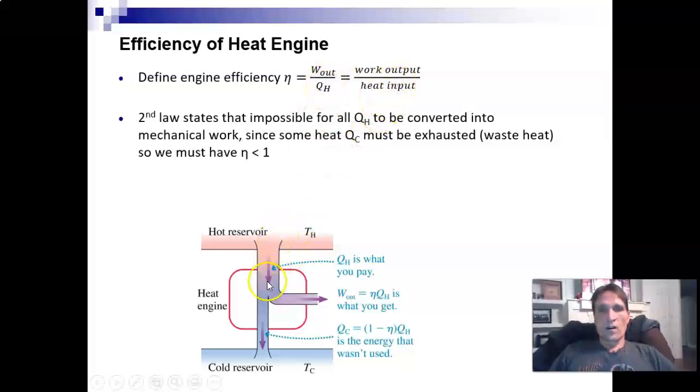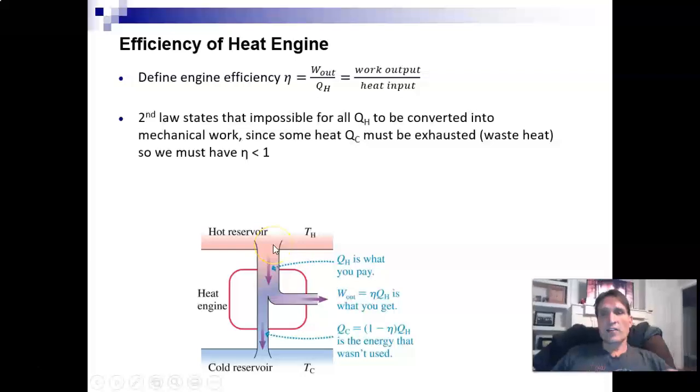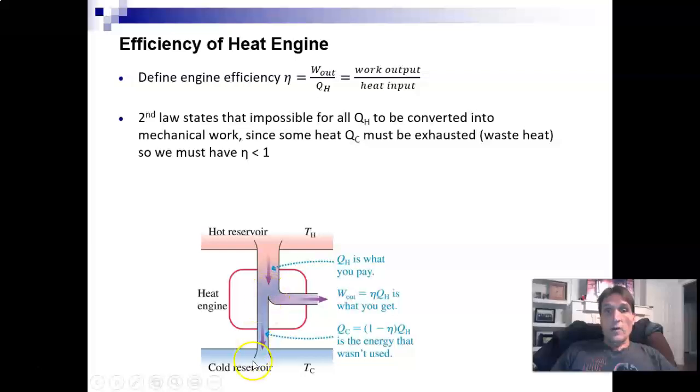And since all heat cannot be converted to work, our efficiency is always going to be less than 1 for any heat engine. So this is a heat engine taking heat from a high temperature reservoir, extracting some of it as mechanical work, exhausting the waste. And you should be able to understand these energy transfer diagrams in the directions of the arrows. Heat enters the gas, is used to do work, so you get work out, and you exhaust heat in the cold reservoir.